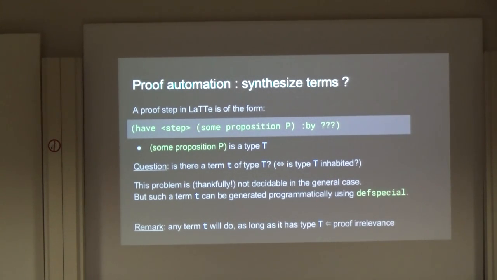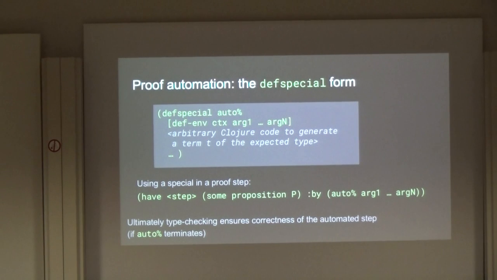But you can help by allowing a program, using a function here that will generate a term. That's the main hook in the language, which I call def special. So it looks like this. You give it a name, it's like a function. You have your arguments that will be passed by the user, and also all your environment, so all the definitions, all the theorem definitions, etc. The context, all the hypotheses in a way, also. And then you can write arbitrary code that generates a term of the expected type. When you want to use this kind of thing, you use it on the right part here, and the arguments are given like this. So you have the full power of your programming language to automate one proof step.